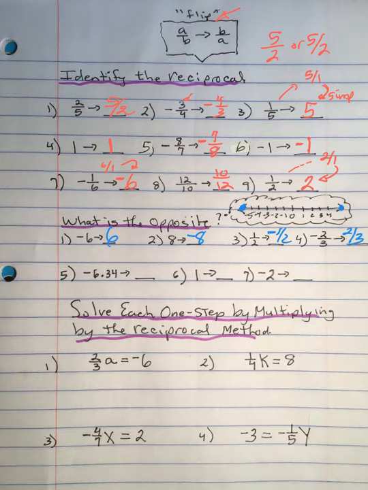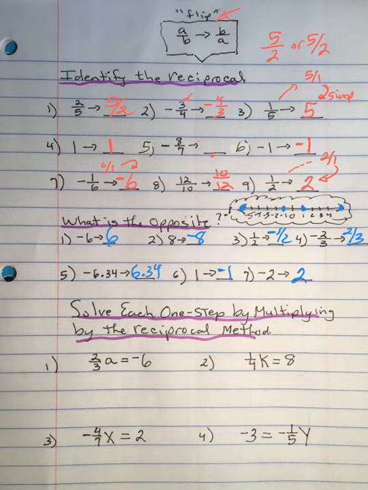Number 5, what is the opposite of -6.34? It'd be +6.34. What is the opposite of 1? -1. Right? +1 and -1 are opposites. And when you add opposites, you always get 0. The opposite of -2 is +2. So that's the word opposite.